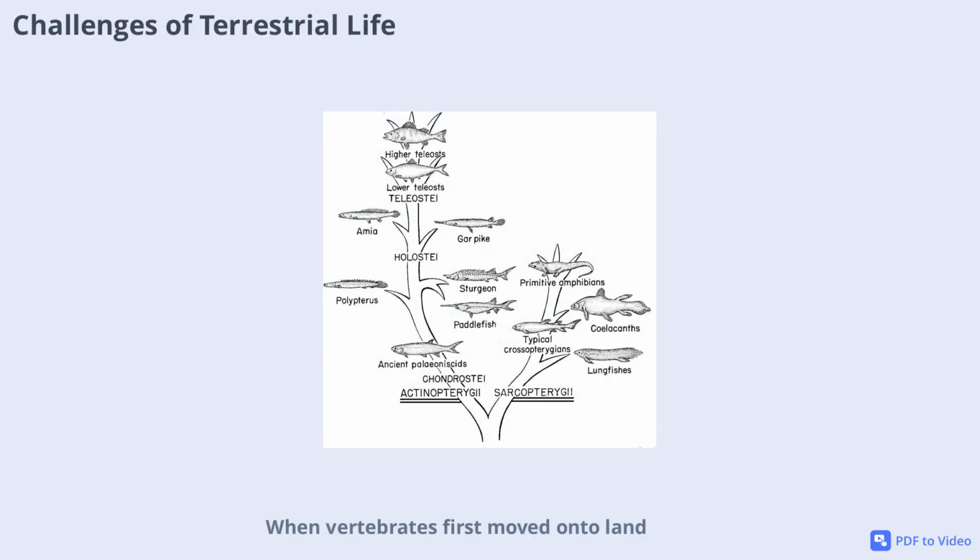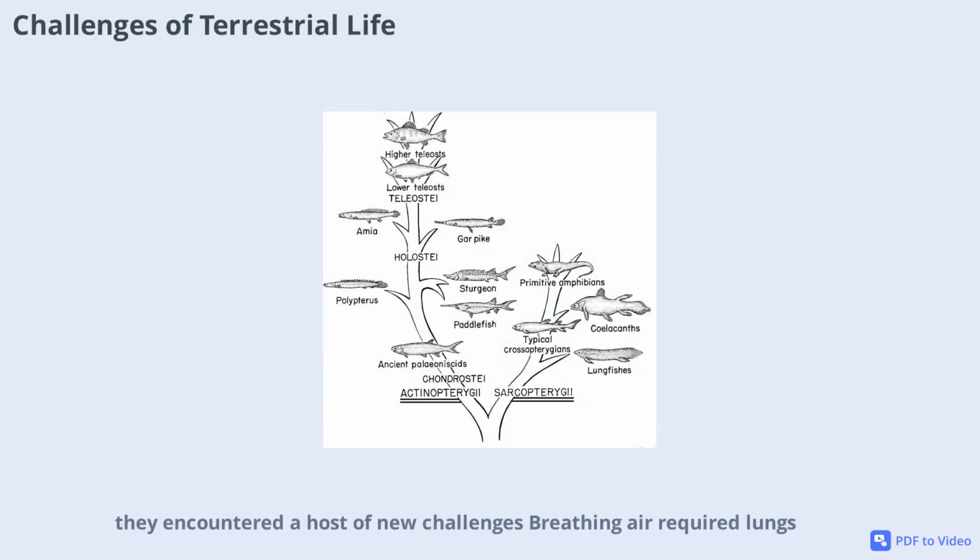When vertebrates first moved onto land, they encountered a host of new challenges. Breathing air required lungs, while supporting their body weight demanded stronger bones and muscles. Locomotion on land was different from swimming, and new ways of feeding and sensing prey or predators became necessary. Maintaining water balance and reproducing outside water were also significant hurdles. These challenges drove the evolution of many key amphibian features.